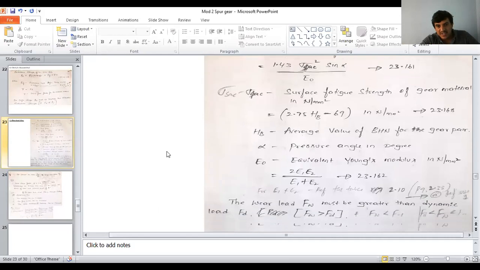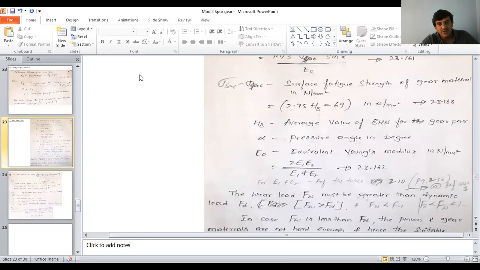And what is the condition here? Whatever the wear load we calculated, that should be greater than the dynamic load. Then only the design is safe. And the dynamic load is less than the wear load, which is less than the endurance load. That is in step number 4. We skip that procedure. Later, whenever the problem comes, we'll use that formula.